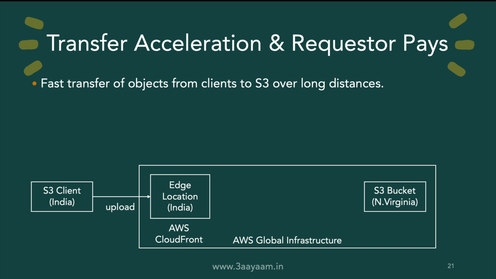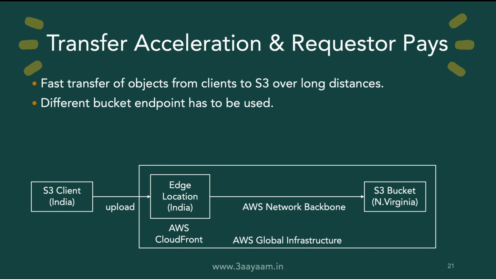And what would happen then after it is uploaded to the edge location? S3 would use AWS's global infrastructure, basically AWS's network backbone, to move the object from the edge location to the target S3 bucket, which is in North Virginia. So that's how transfer acceleration works.